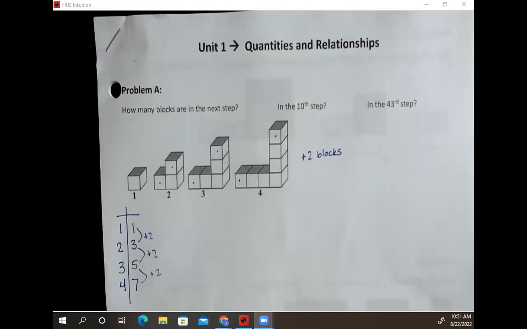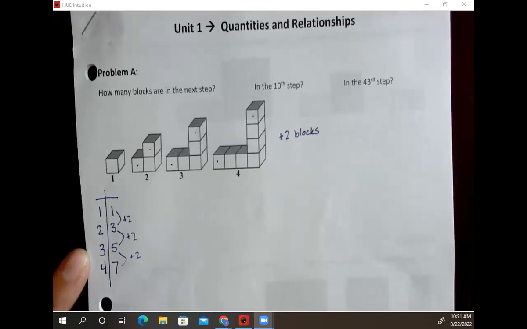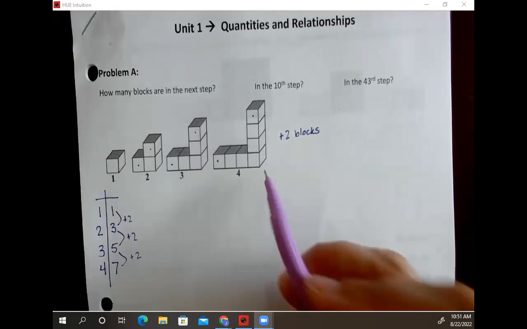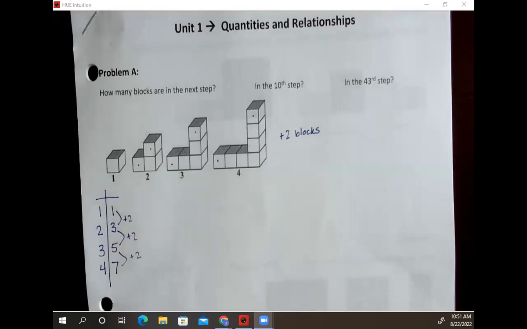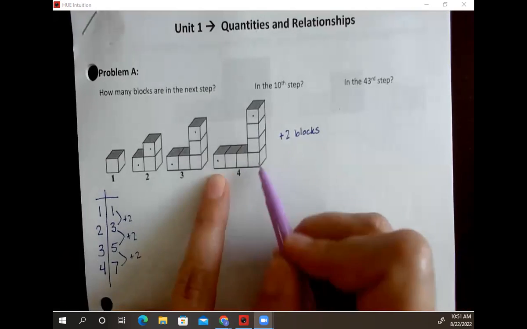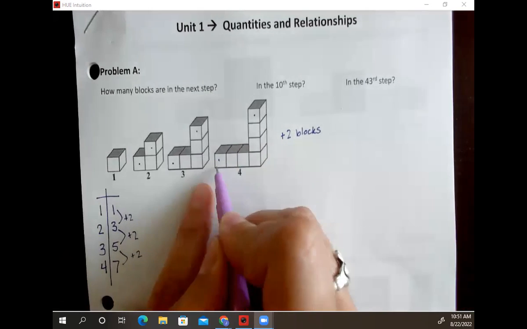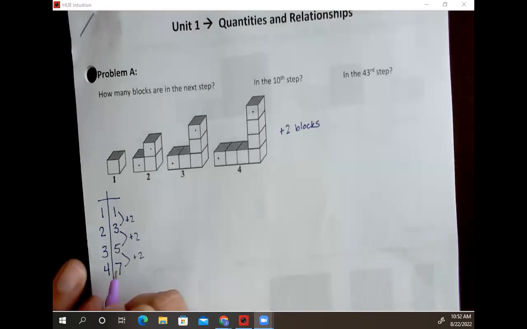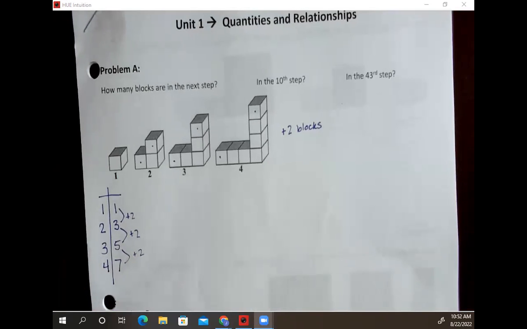So I want to take a look at this first one together so that we can talk about some strategies here. If I'm talking about my block pattern here, how many blocks would I expect to be in my next step? I've got the 4th step. How many would be in step 5? How'd you get 9? Yeah. So if you're a picture person, you're going to say, well, we get another block here and another block here. That's 2 more blocks. That's 9. If you're looking at the numbers, if you're a number person, you might say 1, 3, 5, 7.